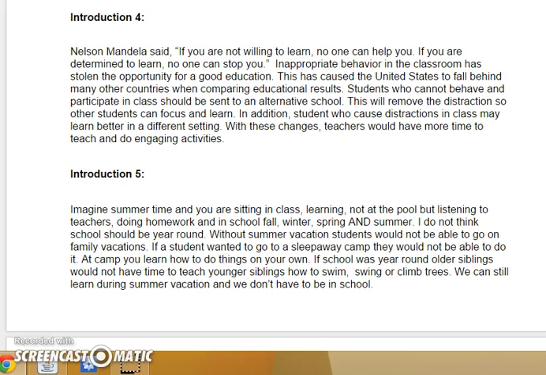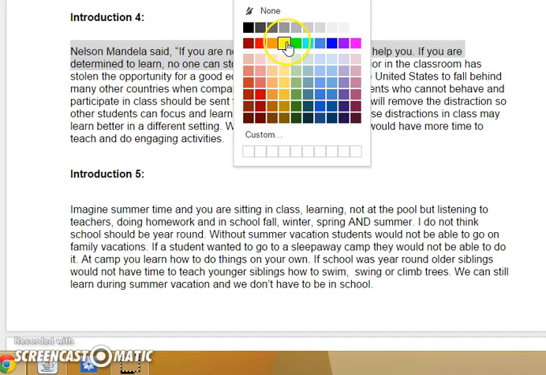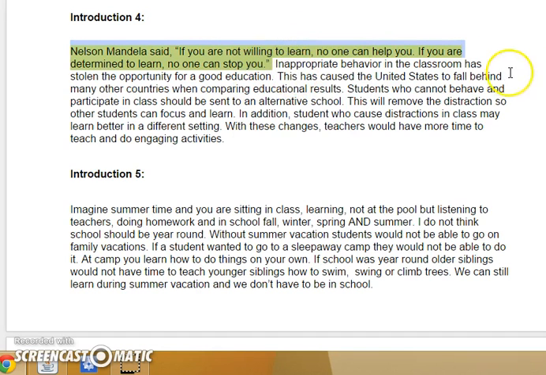Okay, introduction 4. Nelson Mandela said, "If you are not willing to learn, no one can help you. If you are determined to learn, no one can stop you." Well, there's a quote right there, and we also know that some of our quotes can be a hook. So that looks like a pretty good hook. So hopefully you have that one colored in your hook color.